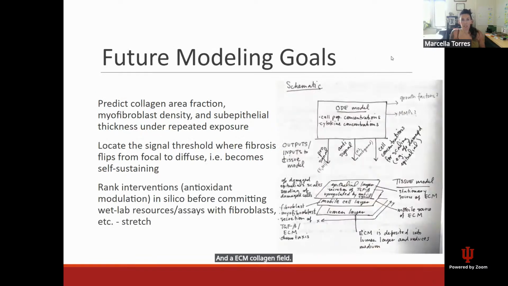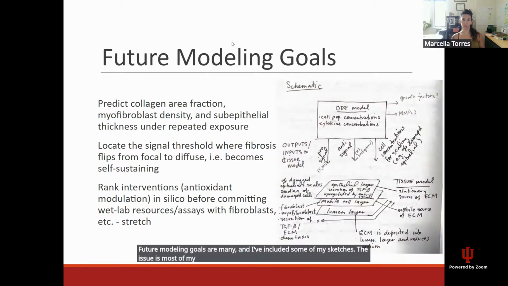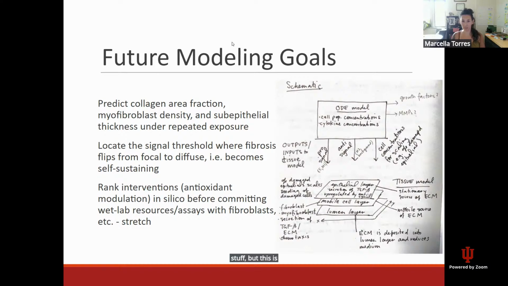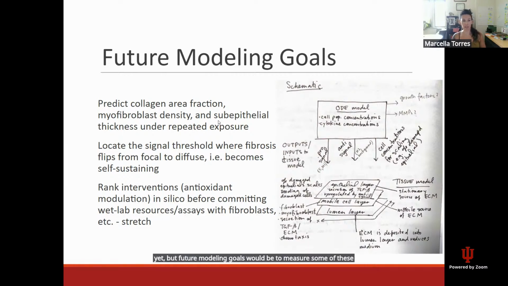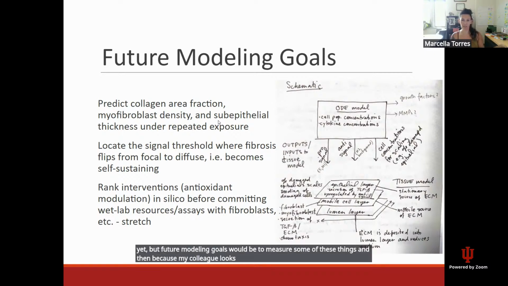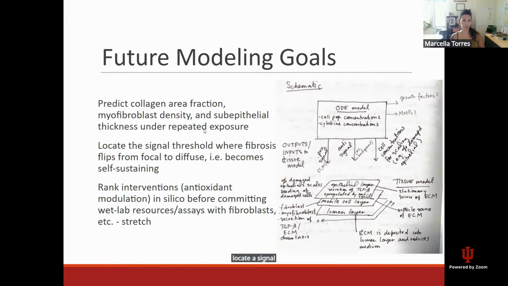So future modeling goals are many, and I've included some of my sketches. The issue is most of my notes are handwritten, so I had to take those, and I've trained an AI agent to help me organize all of it. I learned GitHub over the summer so I could organize all of my stuff, but this is some sketches of what I was thinking. I could either have layers or something that is actually spatial. Don't know yet, but future modeling goals would be to measure some of these things. And then because my colleague looks at antioxidant interventions, maybe do some of those, and locate a signal threshold where this focal to diffuse transition or diffuse to focal transition happens, or where it becomes self-sustaining.